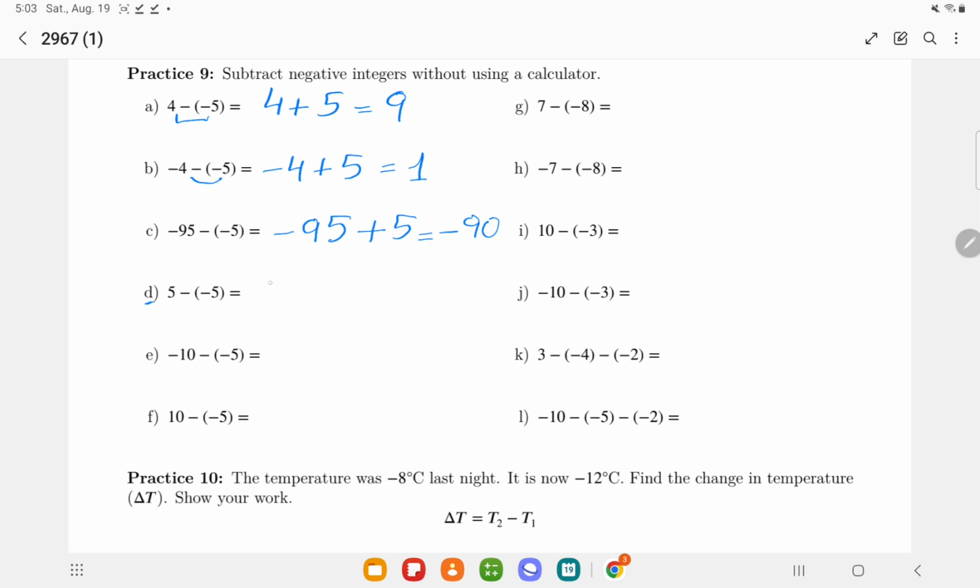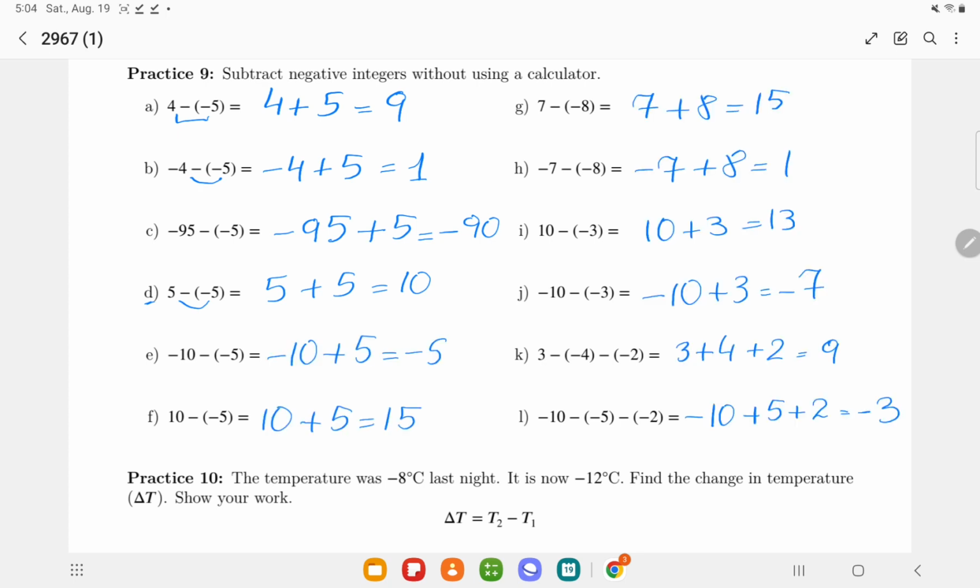And D becomes really simple. 5 plus 5 is 10. Now pause the video and complete practice 9. Now check your answers.